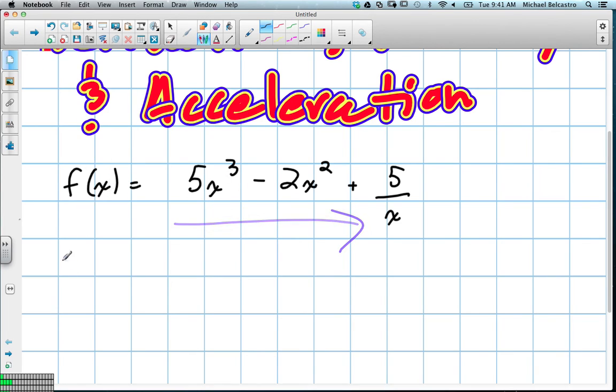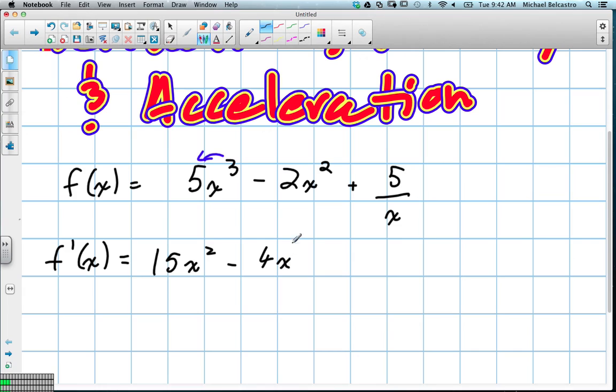So to derive this function in prime notation, we just have f prime x, and when deriving it, we bring our 3 down. We have 15x squared minus 4x. And I'm going to change this so that it reads 5x to the negative 1, so that when we derive it, it becomes negative 5x to the negative 2. So the end of this is negative 5x to the power of negative 2. This is our first derivative.